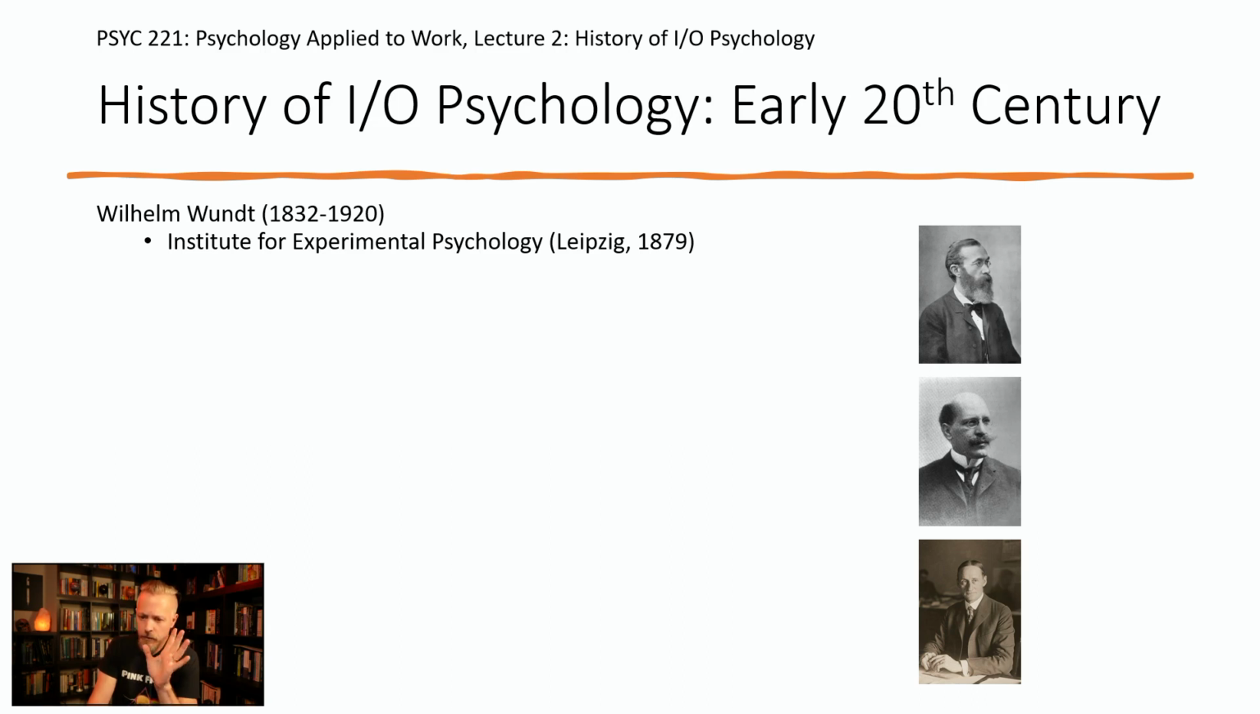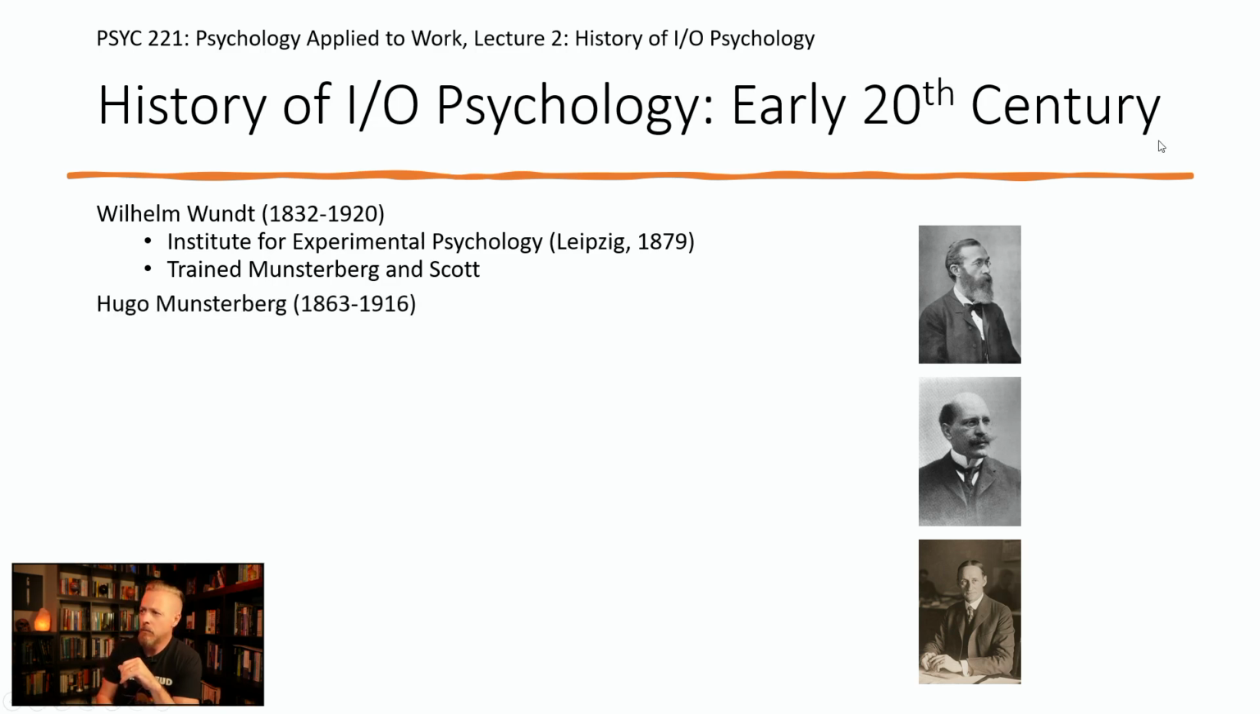We have labs. We do experiments, and then he trained an individual named Münsterberg and an individual named Scott, and they're arguably the fathers, the founders of IO psychology. Now, Hugo Münsterberg was a founding member of the APA. Besides being a founder of IO psychology, he's also been called the father of forensic psychology, and some have even called him the father or founder of psychotherapy or clinical psychology.